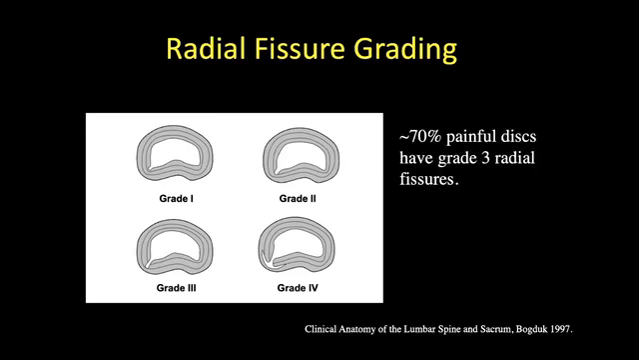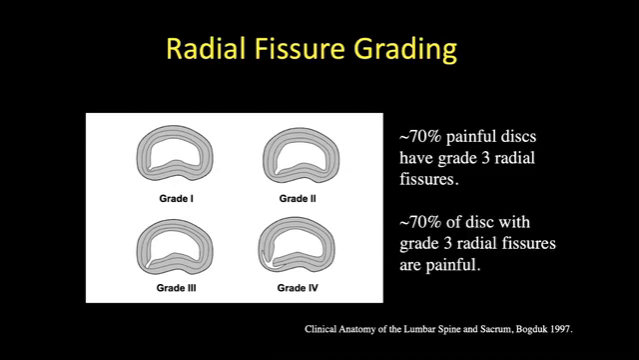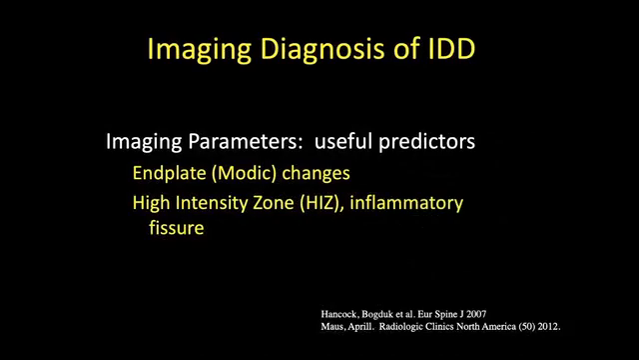So about 70% of painful discs will have these grade 3 radial fissures at discography. And about 70% of discs with grade 3 radial fissures are painful. So again, it's highly correlated or associated, not perfect, but high enough to be useful as a marker. So now we need to understand what the MRI correlate of this is.